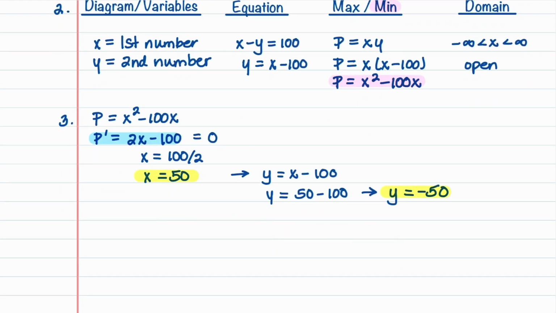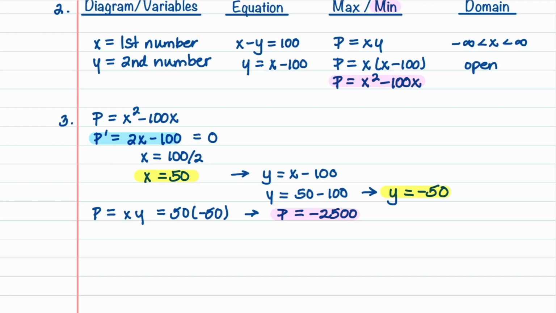Now that we know x and y, let's find our minimum value. P is x squared minus 100x, but it's also equal to just xy, and that's going to be easier. So we're going to write it like that. X is 50, y is minus 50. So this gives us that P is equal to minus 2,500. And we'll highlight that. Now it may seem that we're done, but we're not.